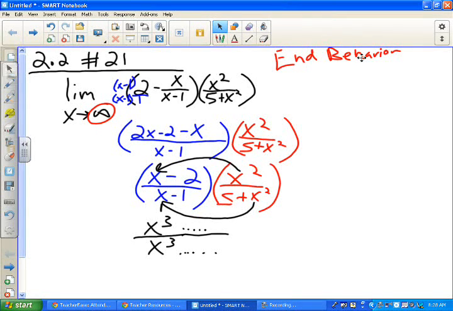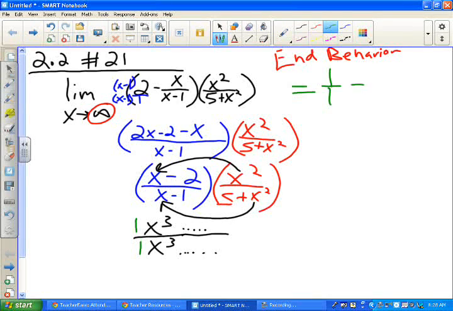That's enough to determine that I have equal degrees of polynomials in the numerator and in the denominator with the leading coefficients of 1. So my end behavior as I approach infinity should be 1 over 1. In other words, my limit should equal 1. If we plug that into the calculator, we'll see that it equals 1.